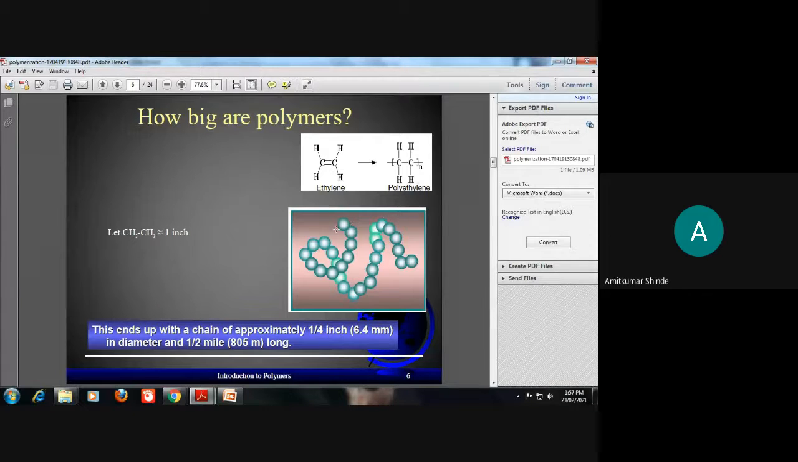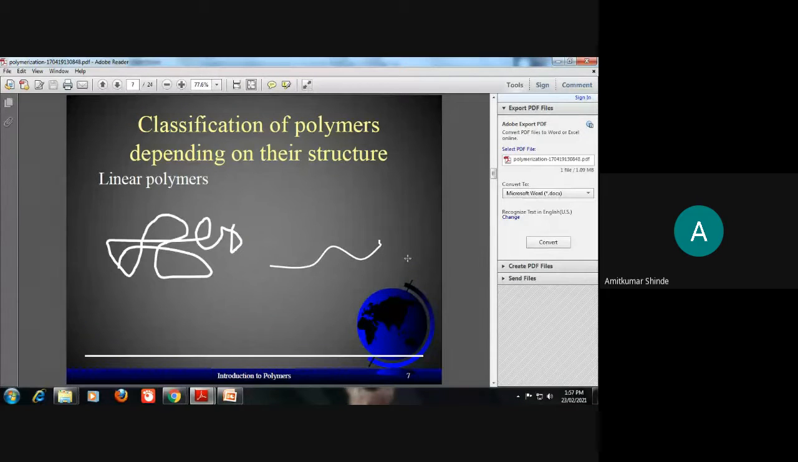Okay, the approximate size of this particle they have mentioned: its diameter is 6.4 millimeter, and the length of this chain formed is approximately 805 meters. Okay, now here, depending on their structure, two types of polymers will be there.